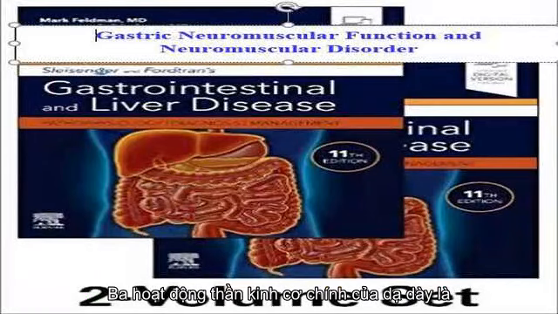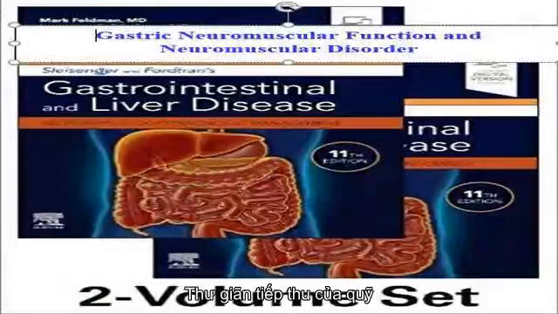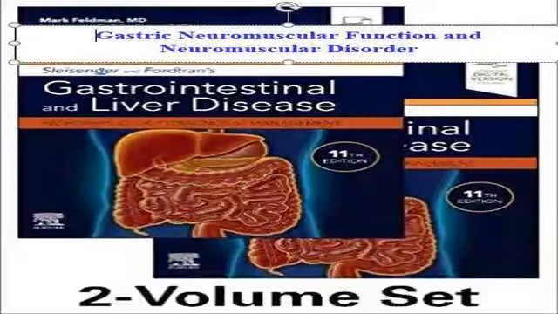The three major neuromuscular activities of the stomach are: 1. Receptive relaxation of the fundus, 2. Recurrent peristaltic waves of the corpus and antrum, and 3. Antral peristalsis with antropyloroduodenal coordination.